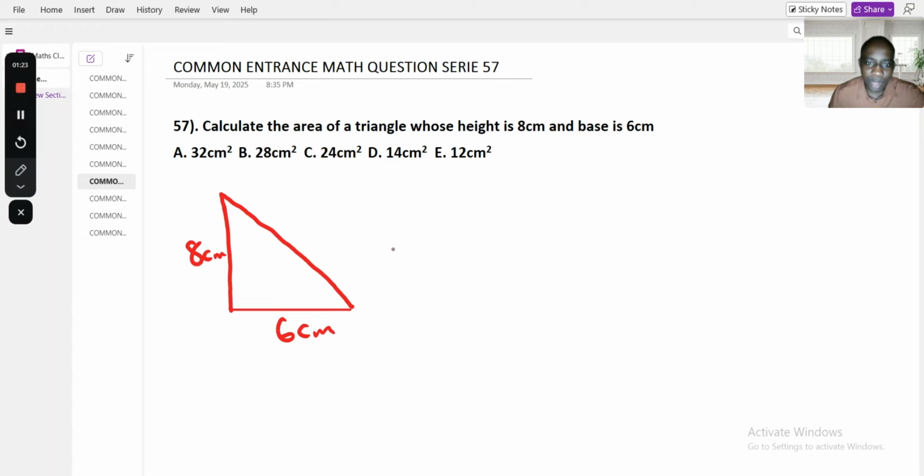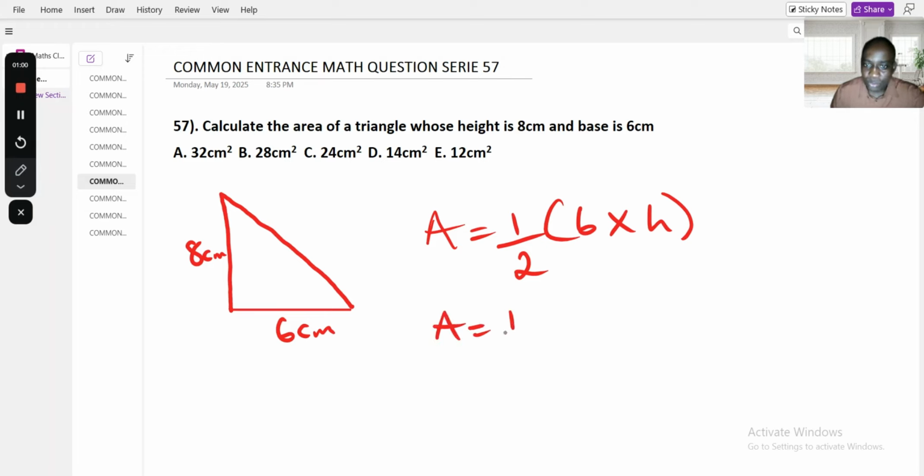The formula we are going to use for the area of a triangle: half, 1 over 2, multiplied by base times height. This is the formula we are going to use for the triangle question. Therefore, our base is 6, while our height is 8 centimeters.